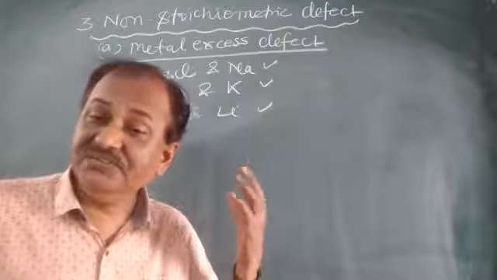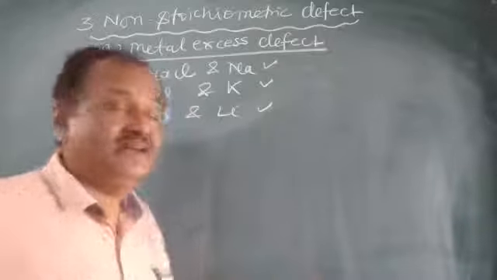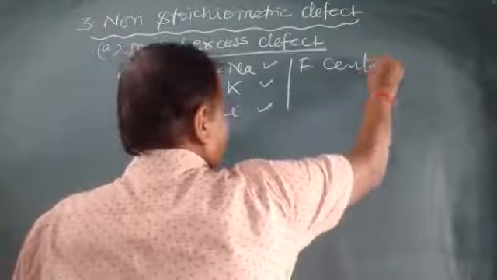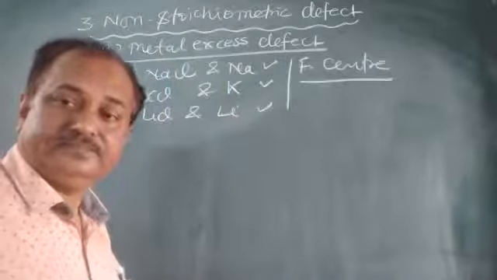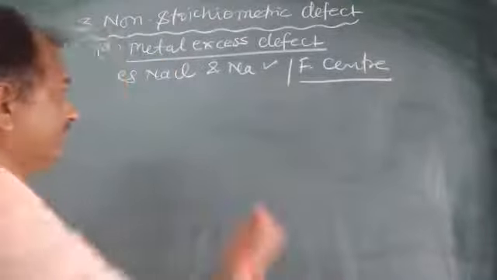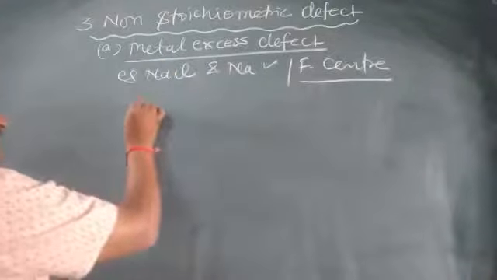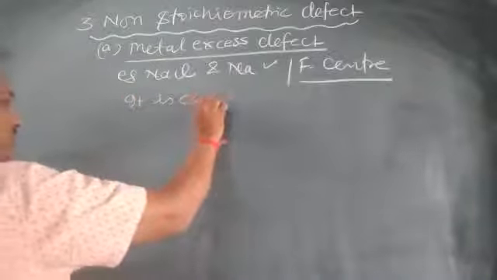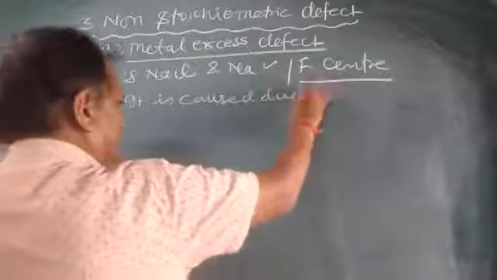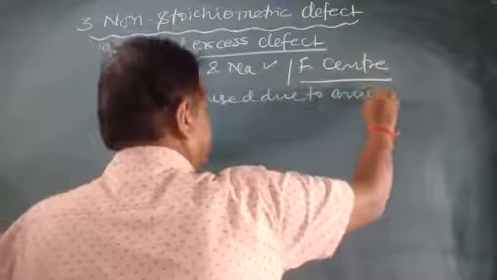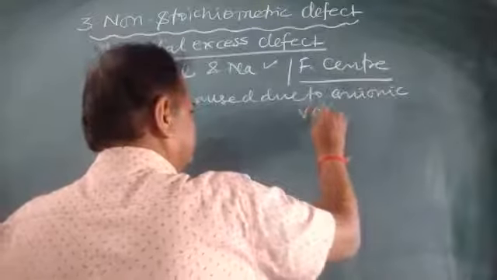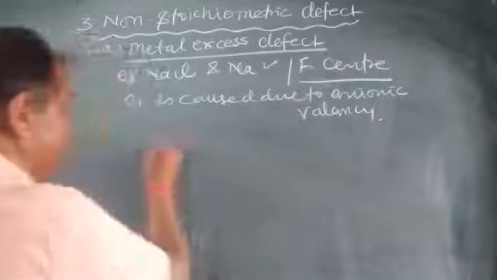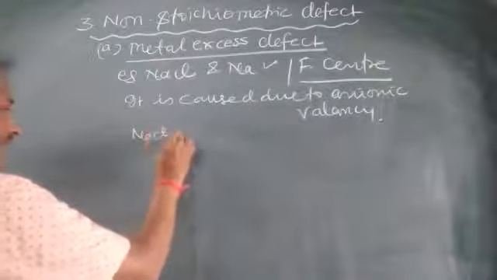Because of something very important property, and it is called the F center. Now this F center is actually due to anionic vacancy. It is caused due to anionic vacancy. How does it happen? We are heating NaCl.